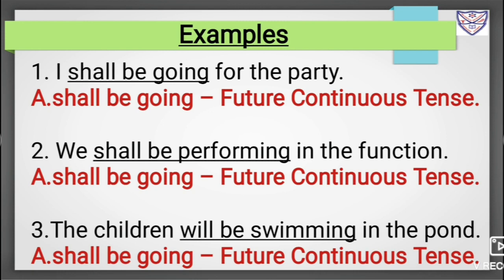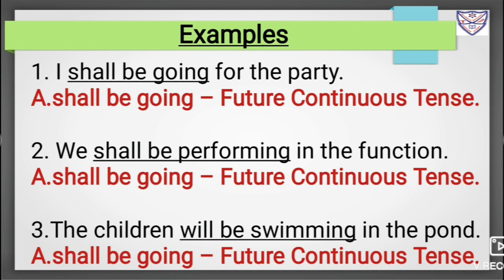First one, I shall be going for the party. Now over here, I is used as a subject. With this, we are taking helping verb as shall be. Now remember one thing, whenever in future continuous tense, I and we are used as subjects, we always take shall be as a helping verb with them. Only with I and we use shall be as a helping verb.